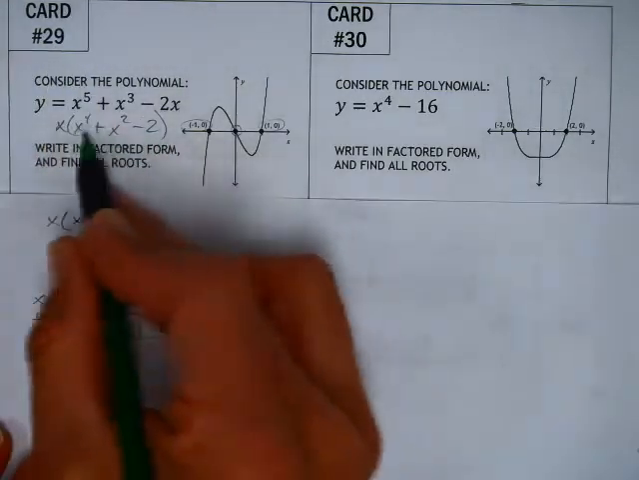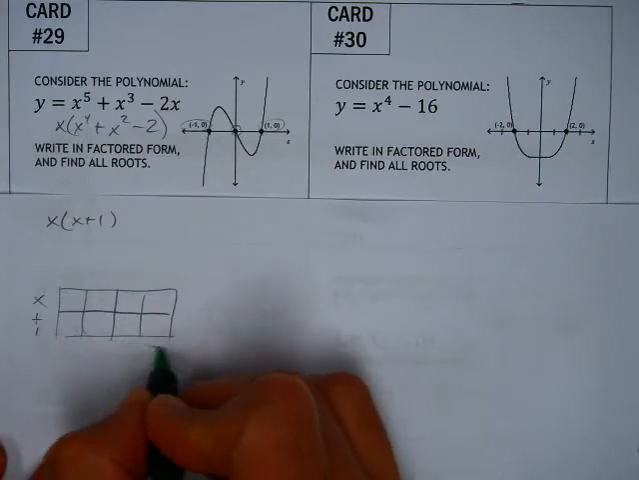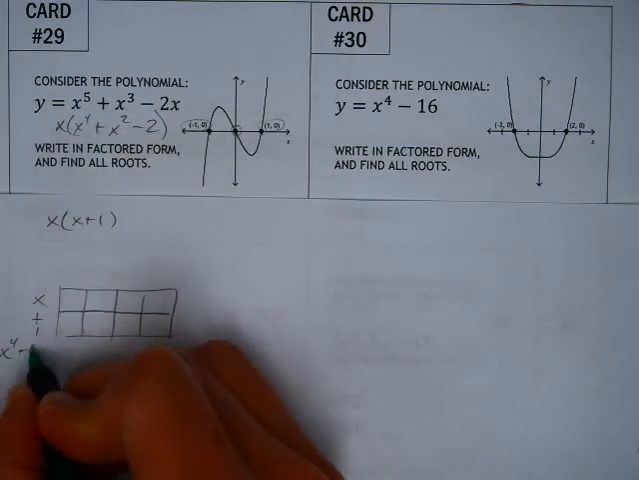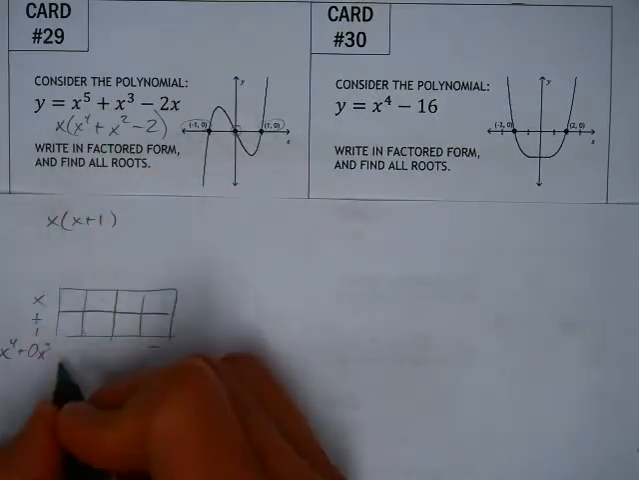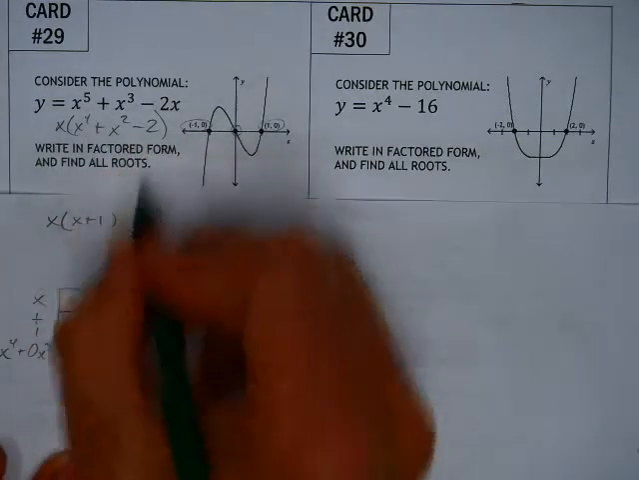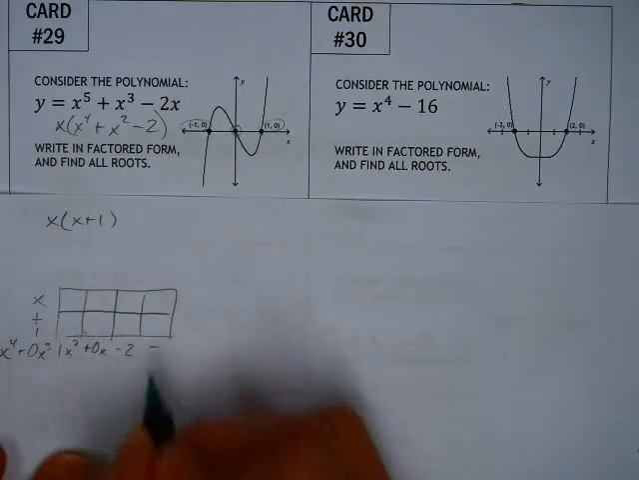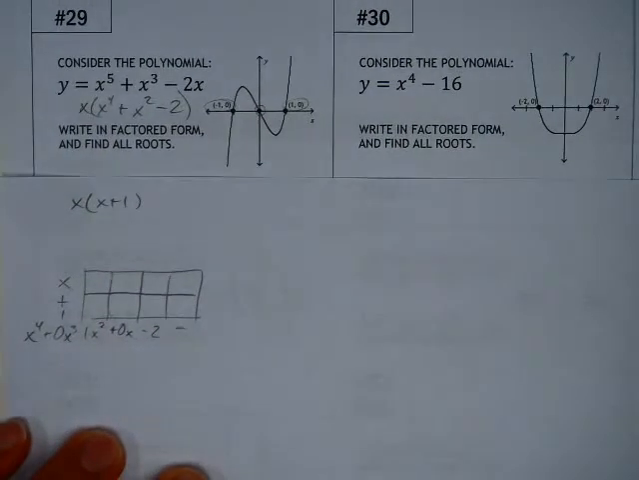Keep in mind, you have some gaps here. So you got your x to the 4th. You don't have an x cubed. Make sure you account for that, 0x cubed. You do have an x squared, a 1x squared. You don't have an x, plus 0x, minus 2.